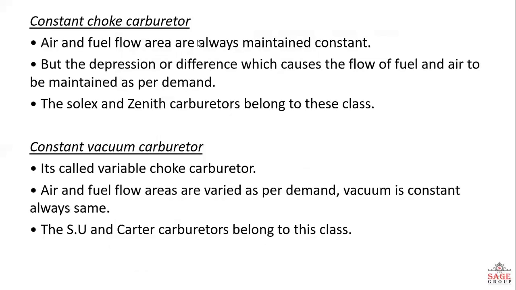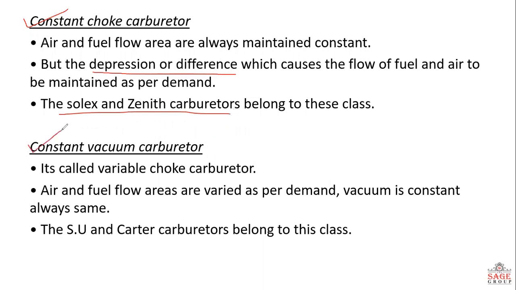like one is a constant choke carburetor. In the constant choke carburetor, the air and fuel flow cross section are always maintained constant, but the pressure difference, or the carburetion depression, which causes the flow of fuel and air, is maintained as per the demand. So in this case, we are basically varying the pressure difference or the carburetion depression in order to supply the required quantity of air fuel mixture. The Solex and Zenith carburetors belong to this class.